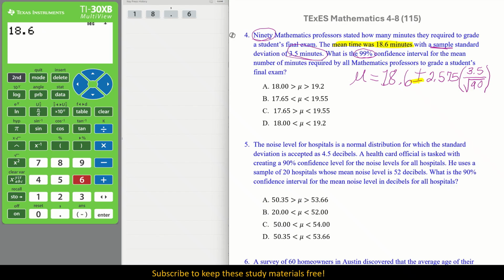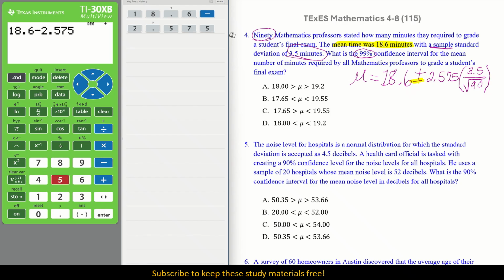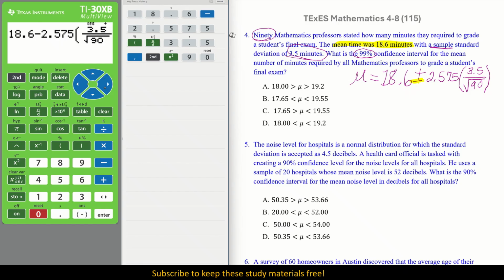Well, that would be the reason I do the negative or the subtraction first, because that's the first number. Now, there are some things that we're going to have to note. I'll talk about them as we go. So minus 2.575, parentheses, and the fraction 3.5, go down. Second radical, that's where my 90 goes. Arrow over, close parentheses. I like to close parentheses. It'll work fine if you don't. Okay, all right, so let's push enter.